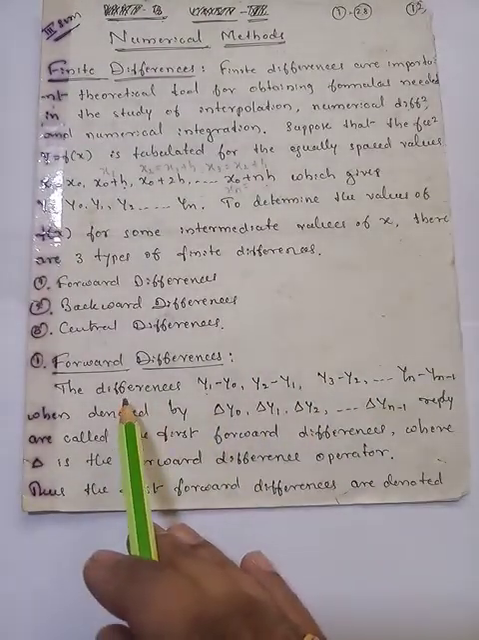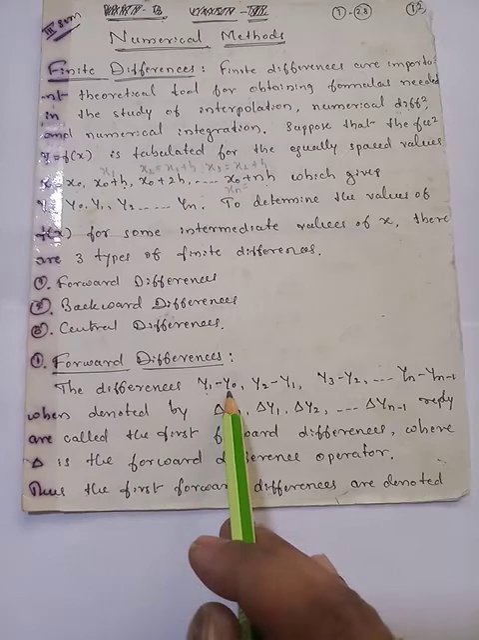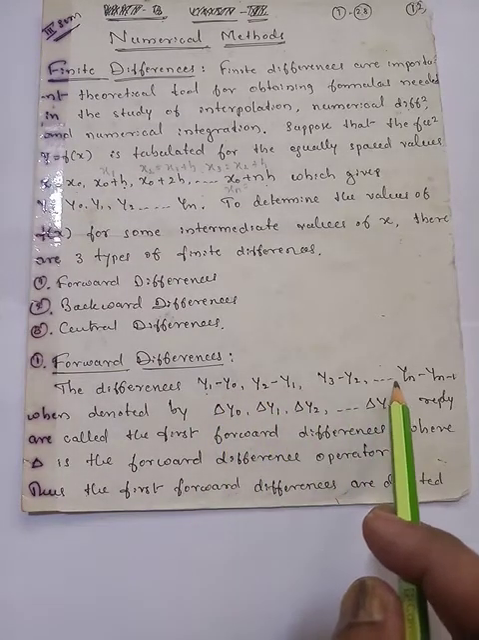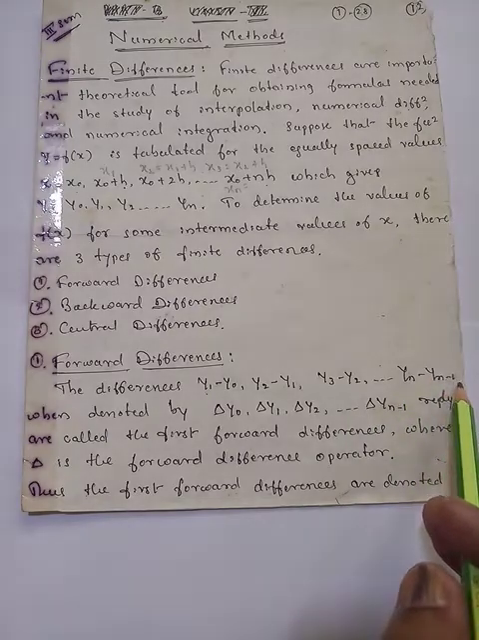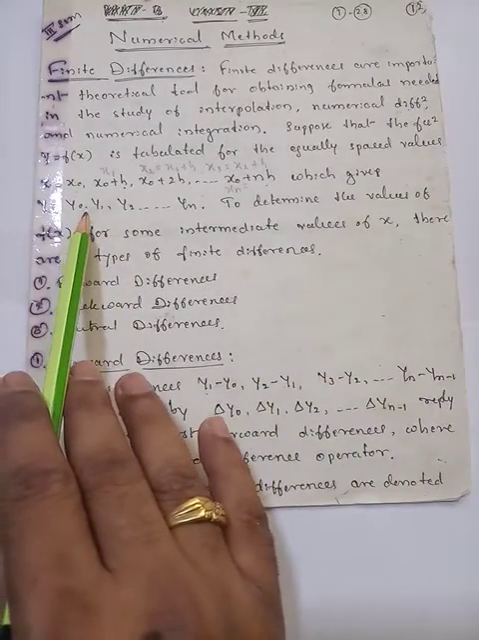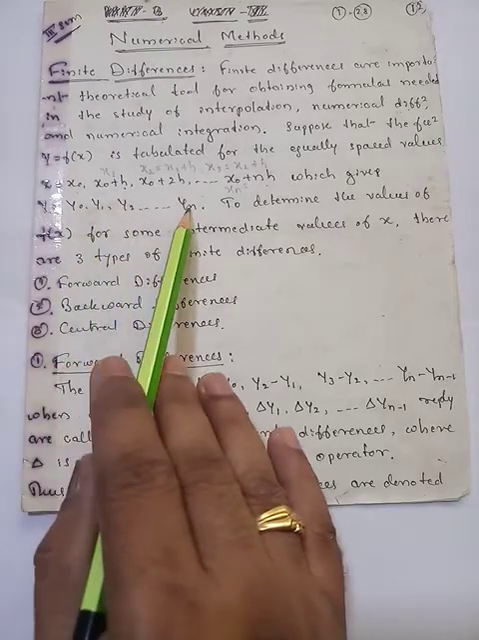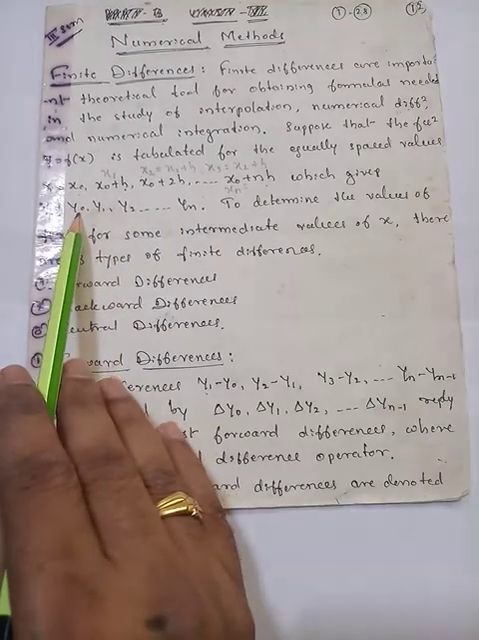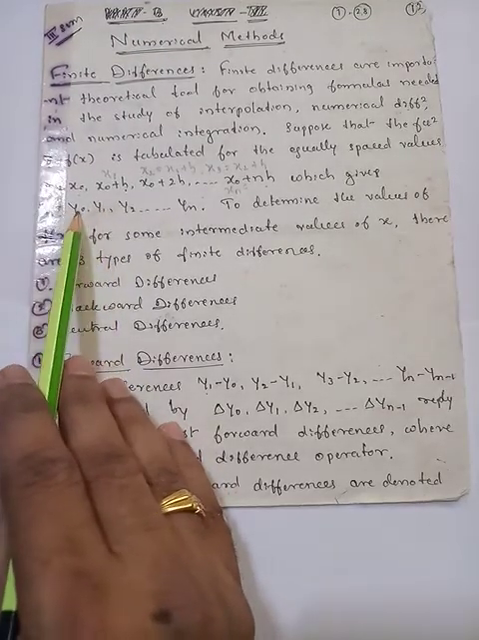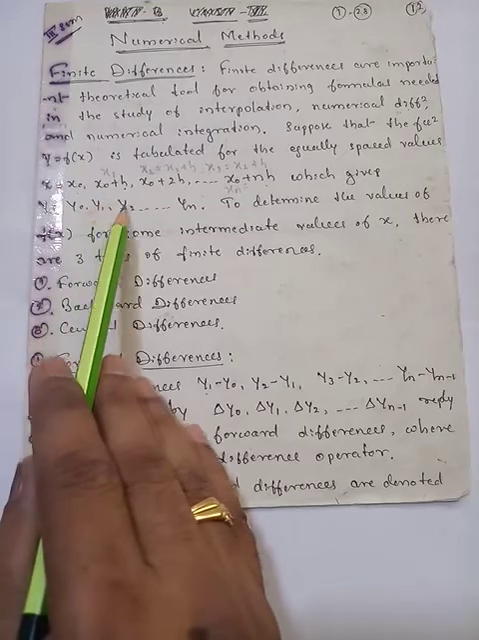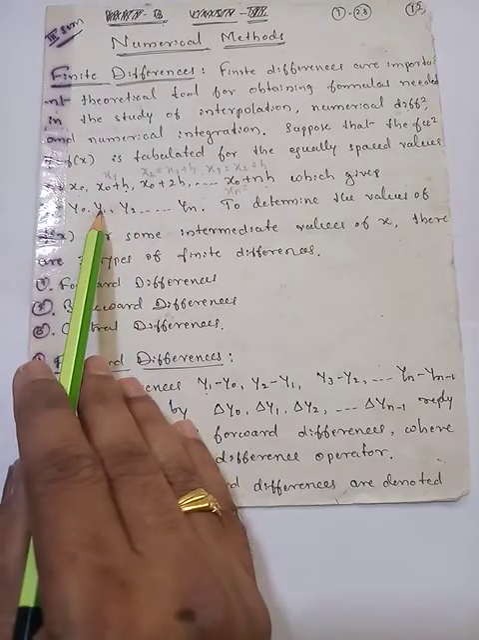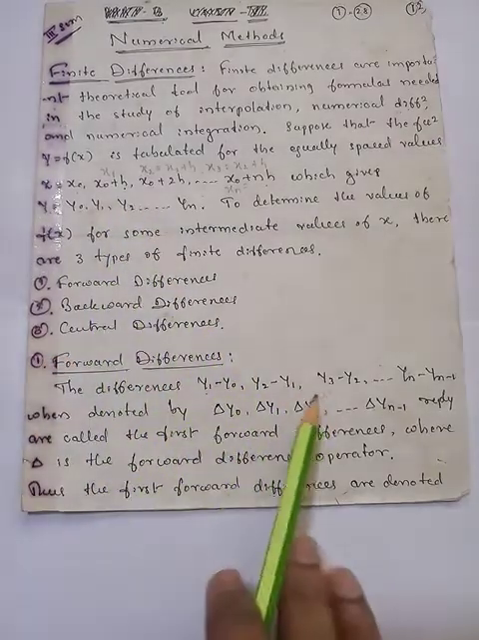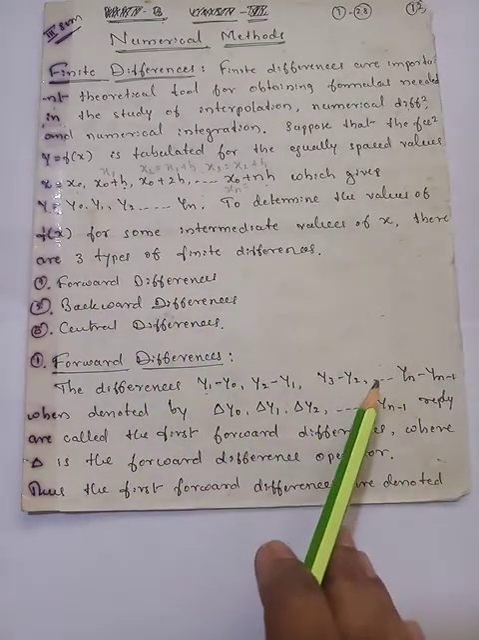The differences are y1 minus y0, y2 minus y1, y3 minus y2, and so on up to yn minus yn minus 1. When the values of y are given as y0, y1, y2, and so on, first we take the difference y1 minus y0, this is one difference. Then we take y2 minus y1, then y3 minus y2. This is the way we take the differences of the values of y.